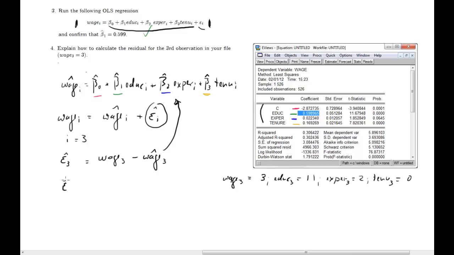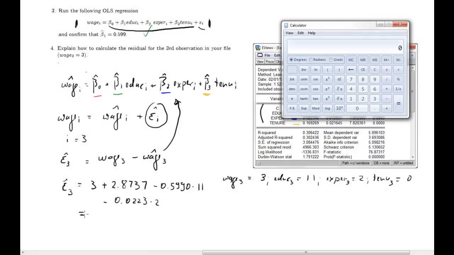So epsilon hat 3 equals wage 3, that's 3, minus, and now this guy, minus beta naught hat, so minus negative 2.8727, so that is in fact plus 2.873, let's round to 4 numbers, then minus beta 1 hat, that is 0.5990 if we round it, times the education, times 11, then minus beta 2 hat times experience, the coefficient to experience is 0.0223 times the experience, that's 2, and then minus beta 3 hat, that's 0.169 times tenure, but tenure is 0, so we can leave that guy away. So basically, we just have to calculate this.